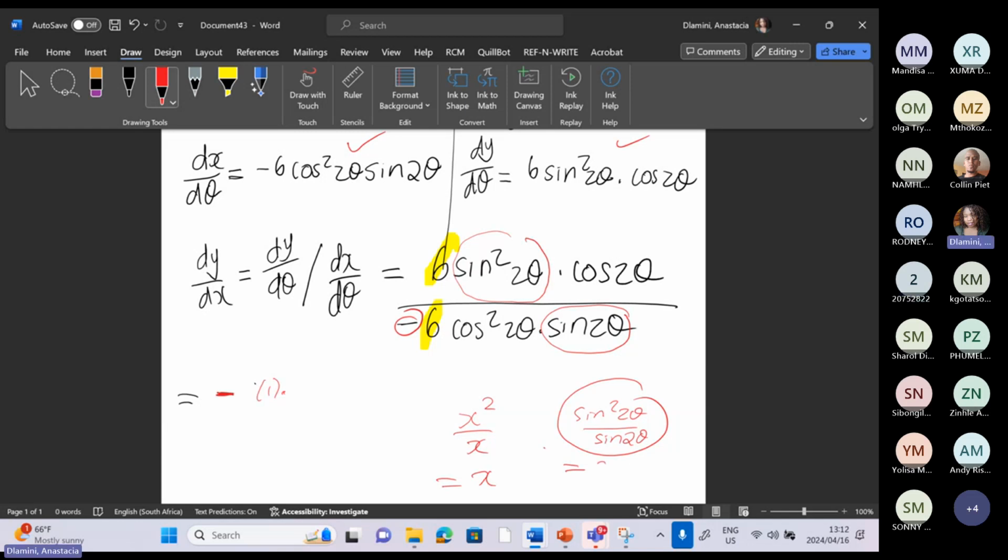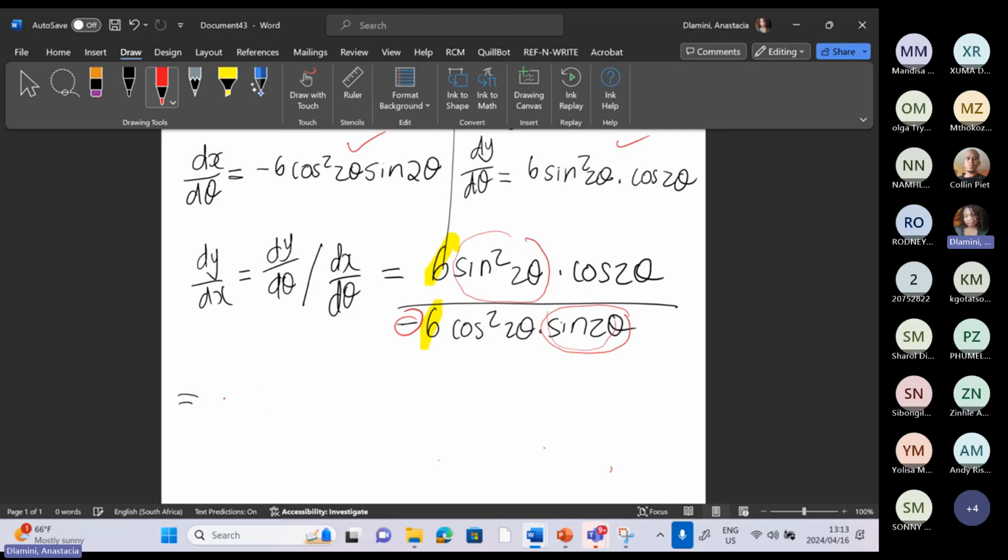Sine 2 theta. Sine 2 theta. And it's at the top, isn't it? Yes. So one can say, let me write it here. Same base, you are dividing, so you subtract the exponent. So this one will cancel one of that.